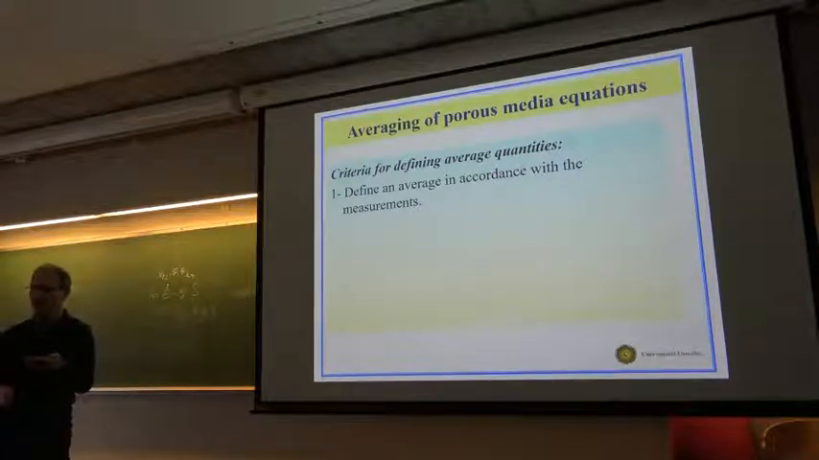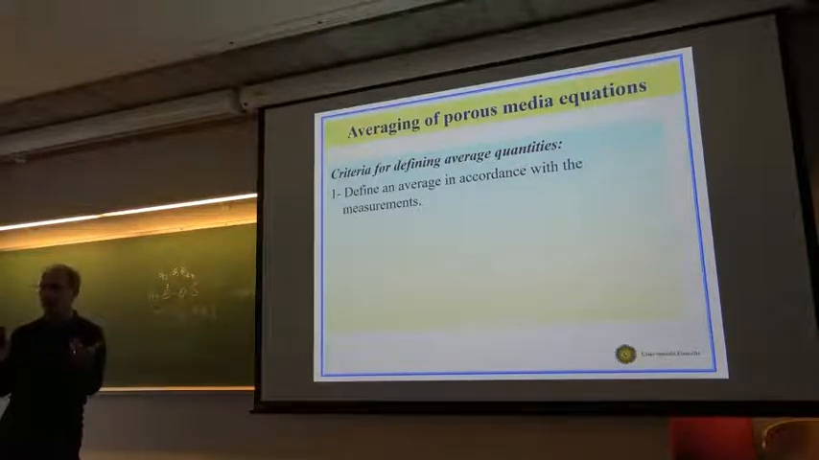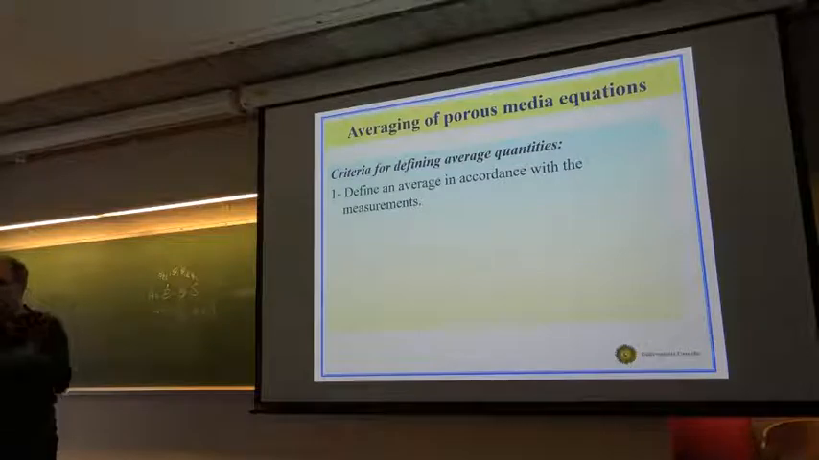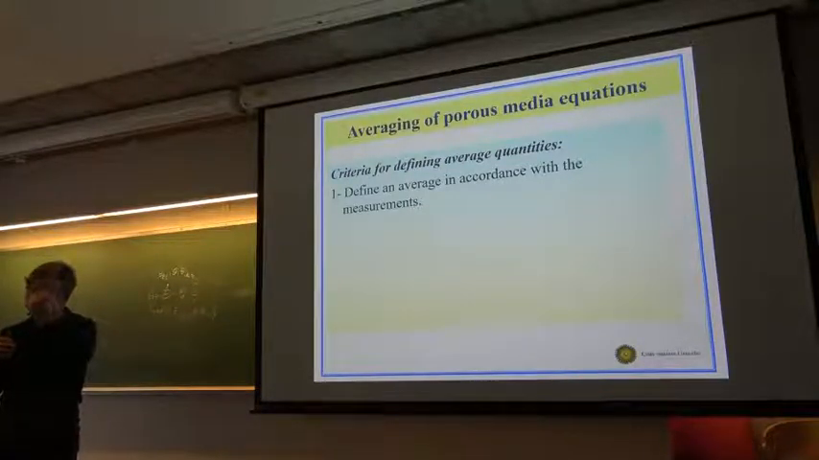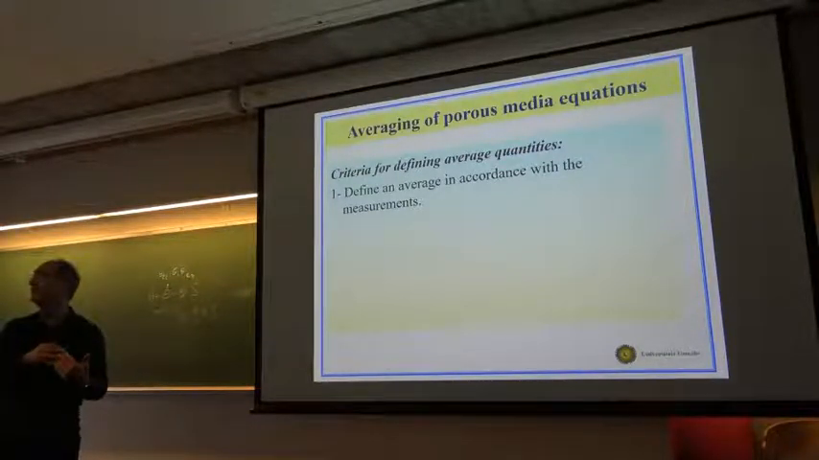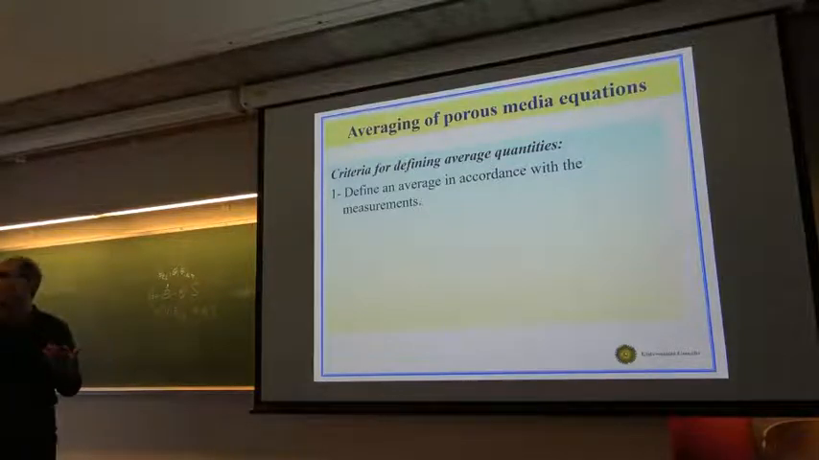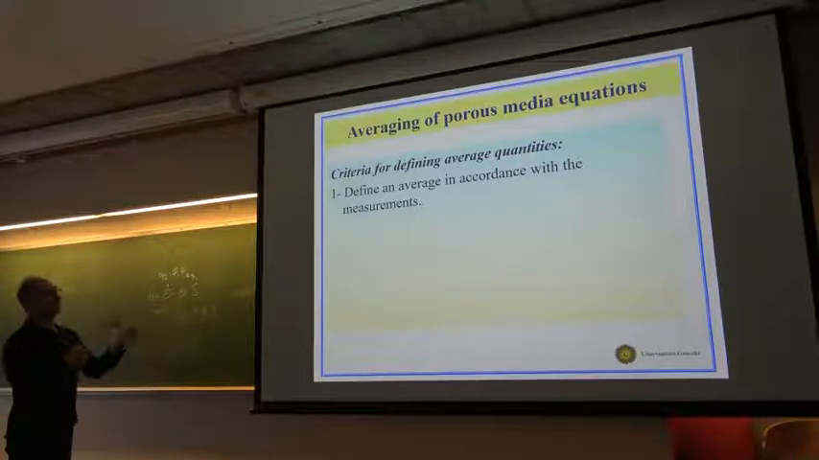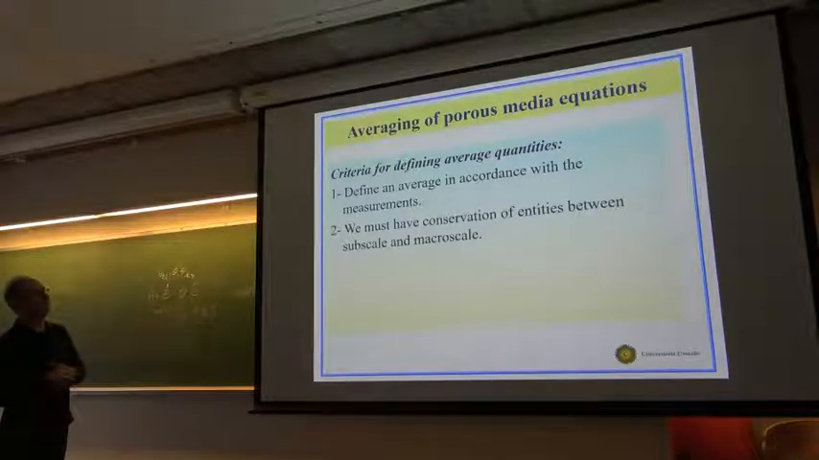I gave the example of velocity. The velocity we measure often in porous media or in many other applications, in a river, or it is a momentum that we measure. It's the total momentum that we measure, and then we basically divide that by mass, and we get average velocity. So that's one criterion, and there are other examples that we will come to later.